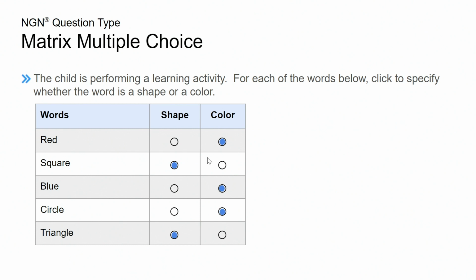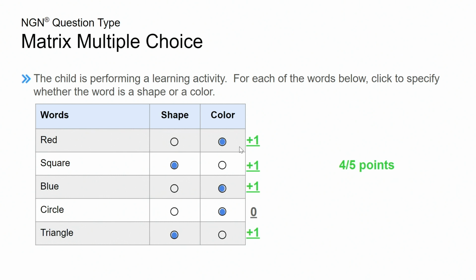You only pick one per row, and the computer won't let you click more than one per row, which is helpful. So then let's look at how it's scored. Just like the other ones where the computer tells you how many answers to give, it gives you 1 point for correct answers and does not take away points for incorrect answers. So here you can see that we got a point for knowing that red was a color, square is a shape, and blue is a color.